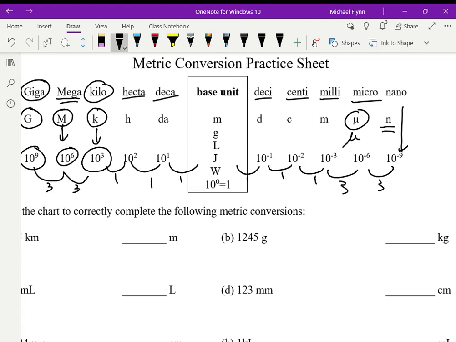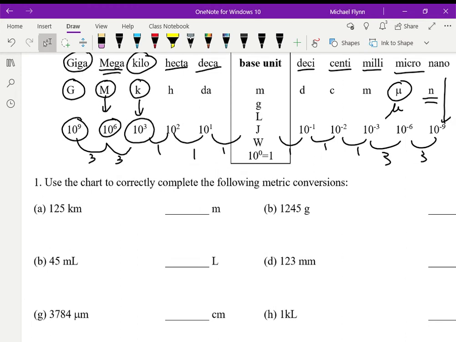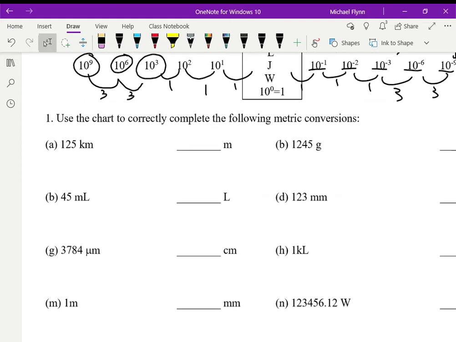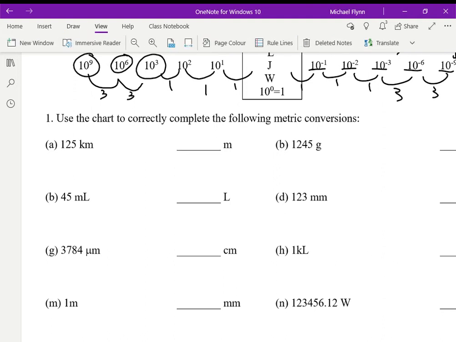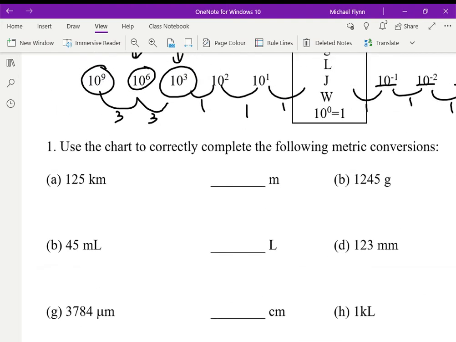All right, so now that you know what all the symbols mean, and you know what power of 10 they each represent, what I'd like you to do in the activity below is convert from one unit into another one, okay? So let's do one of these together, and I'm going to zoom in a little more, so that's easier for me on the smartboard and maybe easier for you to see. It says use the chart to correctly complete the following metric conversions. So we're just converting from one unit into another one.